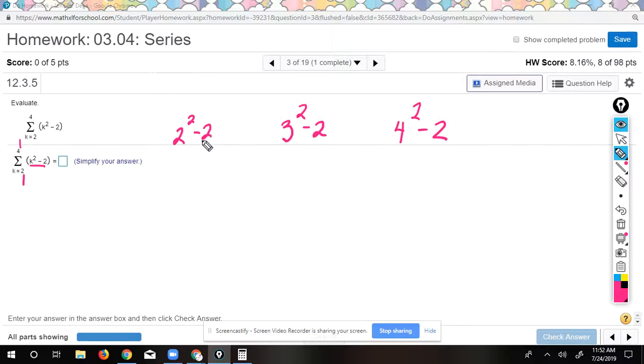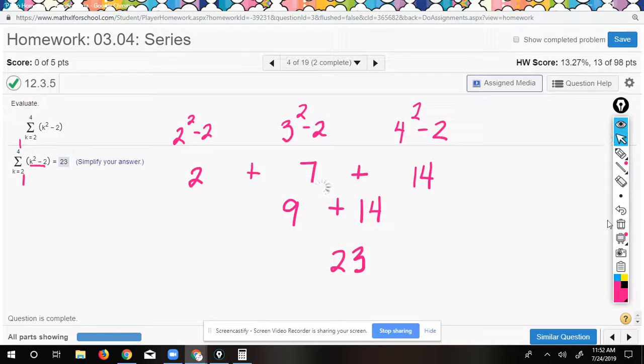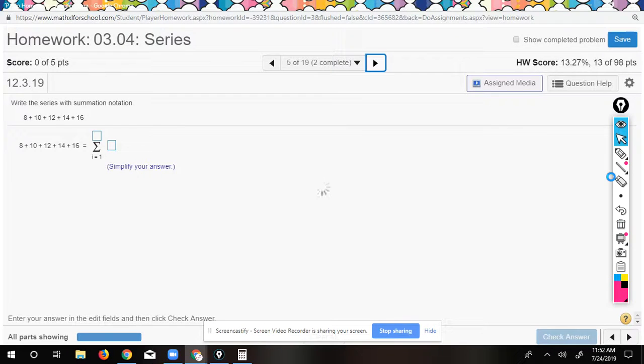2 squared is 4, 4 minus 2 is 2. 3 squared is 9, 9 minus 2 is 7. 4 squared is 16, 16 minus 2 is 14. So then we're going to add 7 plus 2 gives me 9, plus 14 gives me 23. So we're going to plug that in. Oops, not 03. And we're right, yay! Cruising right along here, friends.